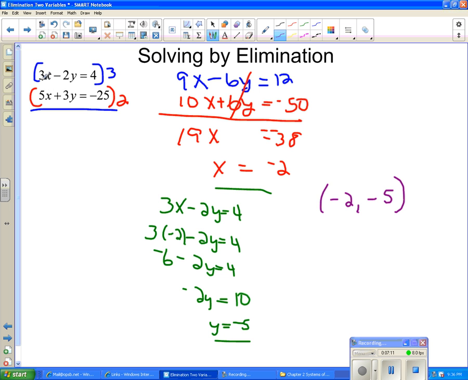If I plug in a negative 2 here, I get negative 6. A minus minus makes a plus, so negative 6 plus 10, which is 4, so that checks. I go down here, plug in a negative 2 here. I get 5 times negative 2 is negative 10, plus 3 times negative 5, which is negative 15. So I have a negative 10, a negative 15. It adds to negative 25, so it does check. And that satisfies all the equations, so it is a solution to my system.